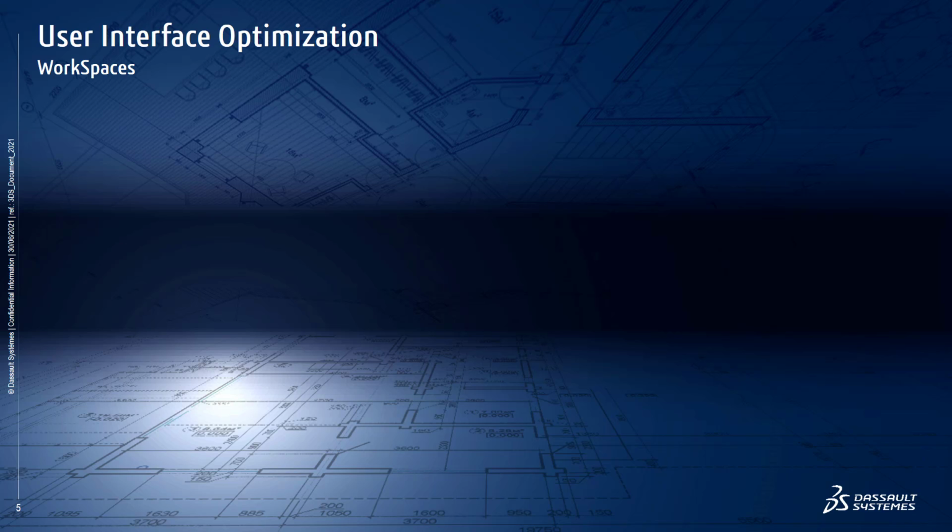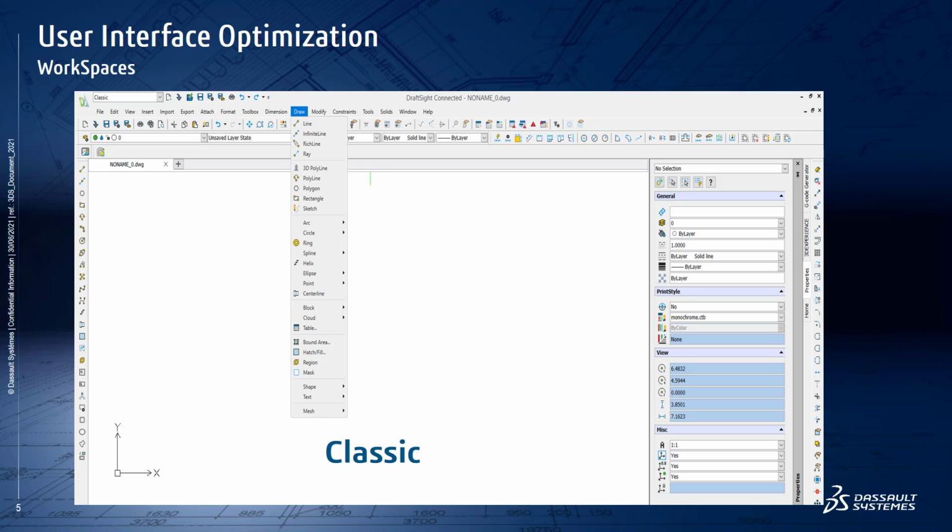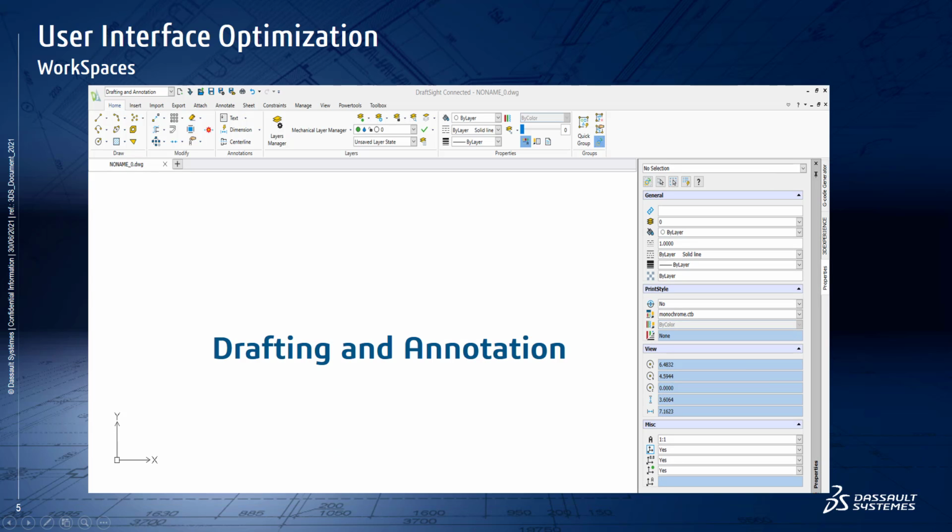Next under UI optimization is workspaces. DraftSight supports the classic drop-down and toolbar interface. And it also has modern ribbon style UI with drafting annotation workspace. If you are a DraftSight Enterprise Plus user, you can also have the option to select 3D modeling ribbon style interface. The user can opt for any workspace which they find more comfortable and productive.